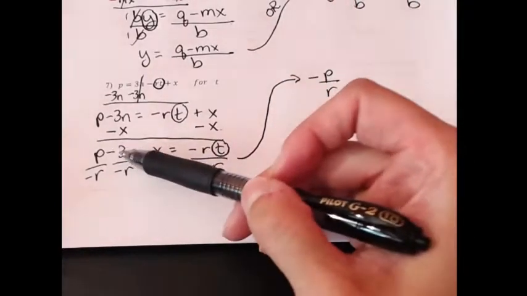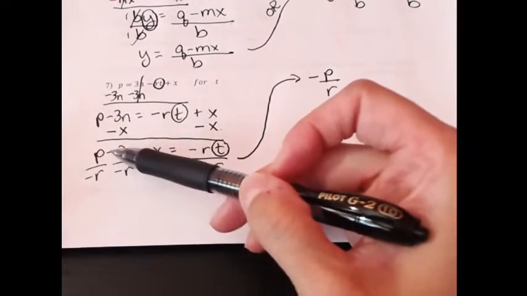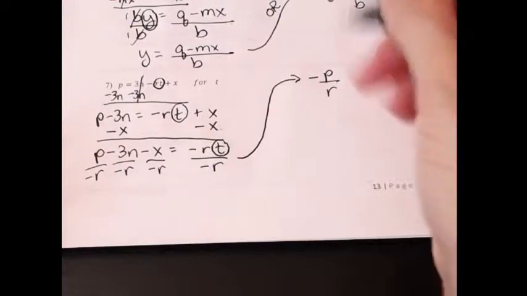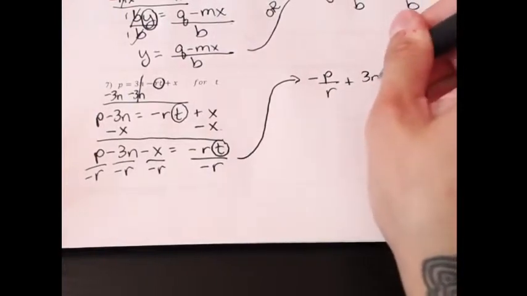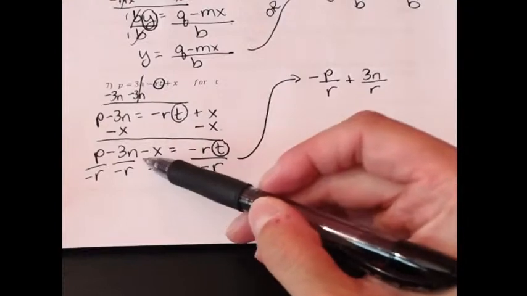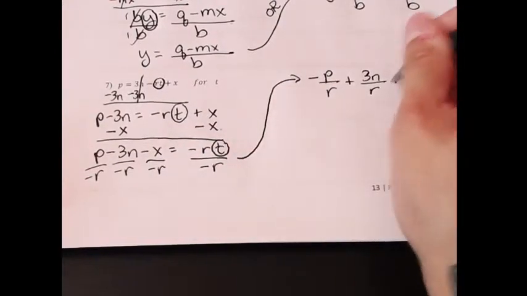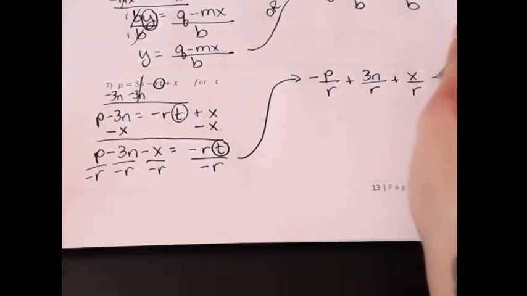Then we have negative 3n divided by negative r. Well, a negative divided by a negative is a positive. So it becomes plus 3n over r. Again, we have negative x divided by negative r. Negative divided by a negative is a positive x over r.